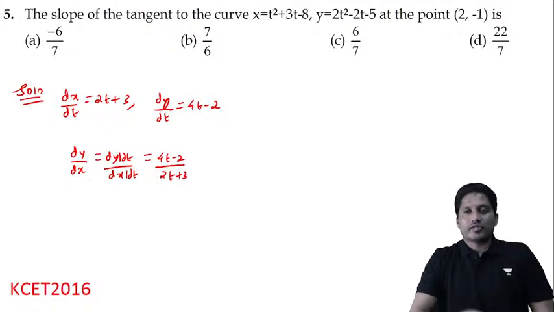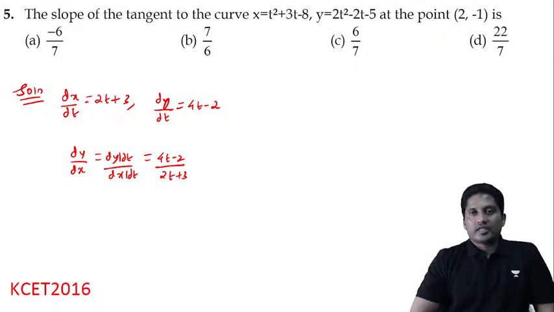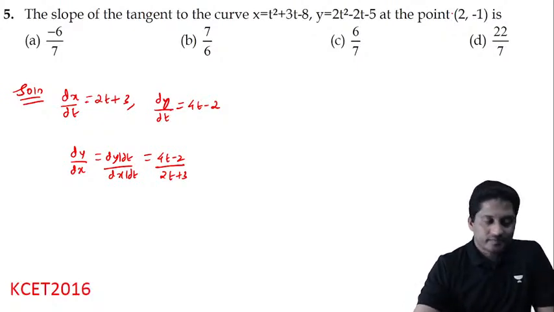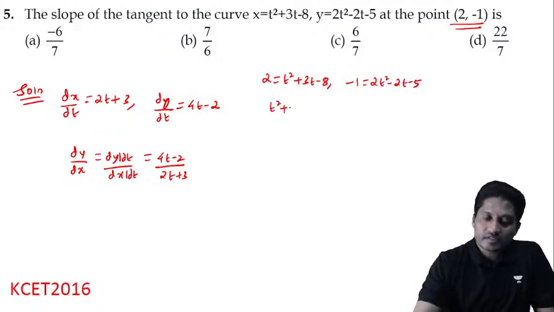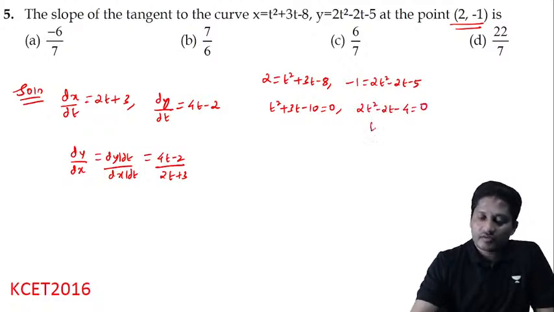Right, I'm supposed to find the value of t. The point is given in the question, 2 comma minus 1, right? If I substitute the point here, you get 2 is equal to t square plus 3t minus 8. If I substitute here, minus 1 is equal to 2t square minus 2t minus 5. It can be written as t square plus 3t minus 10 equal to 0. Then this is 2t square minus 2t minus 4 equal to 0. If you divide by 2, you get t square minus t minus 2.